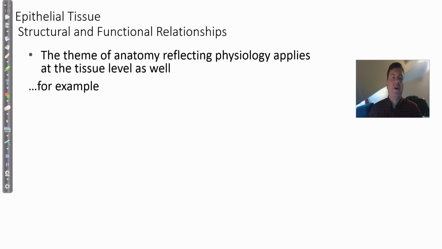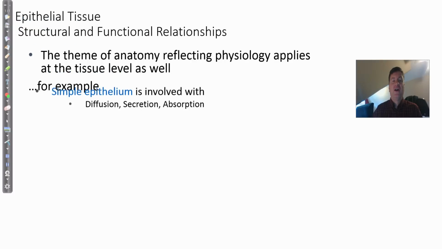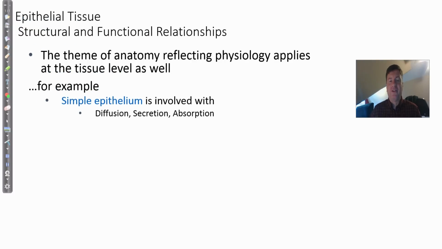One final thing before we wrap this one up. It's a nice time for us to remember this. There's a structure and function relationship that applies to the tissue level as well. That is, the tissue's shape matters to its function. Here's an example. Simple epithelium is going to be involved with diffusion, secretion, and absorption. If you have just one layer thick, that's going to be a lot better to absorb or to have diffusion occur through it than if it was multiple layers, right? So simple is good for diffusion, secretion, and absorption.